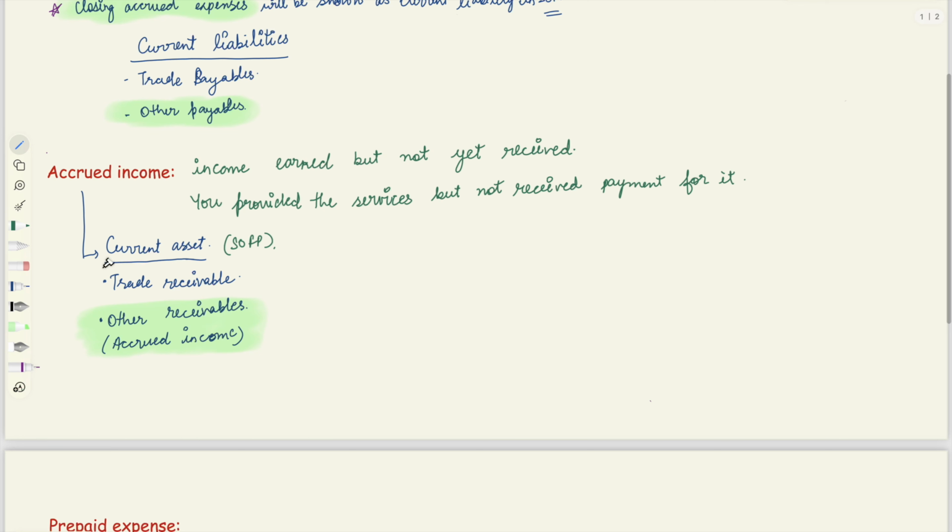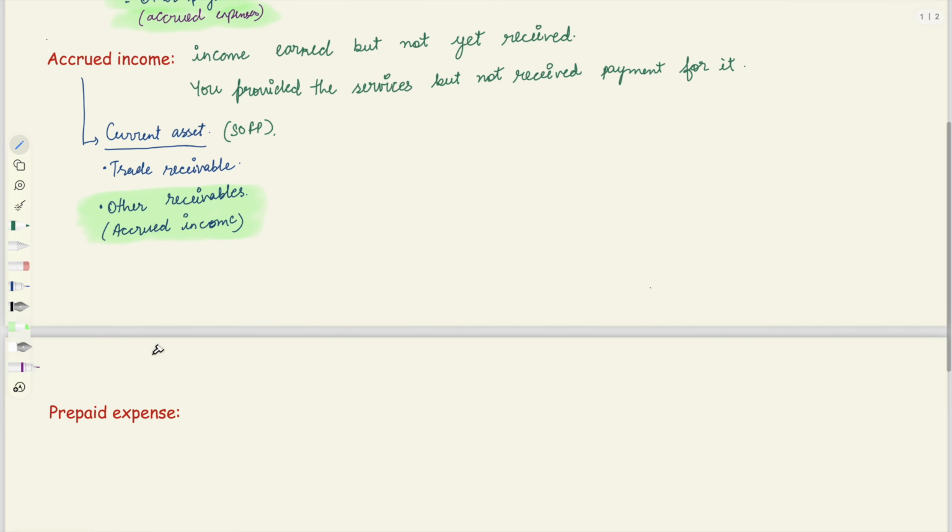Similarly, for other payables here, for your accrued expenses, it can also be said accrued expenses. Okay. Now, what do I show here? Closing balance. What do I show here? Closing balance of accrued income. Like accrued income at the end of the year.